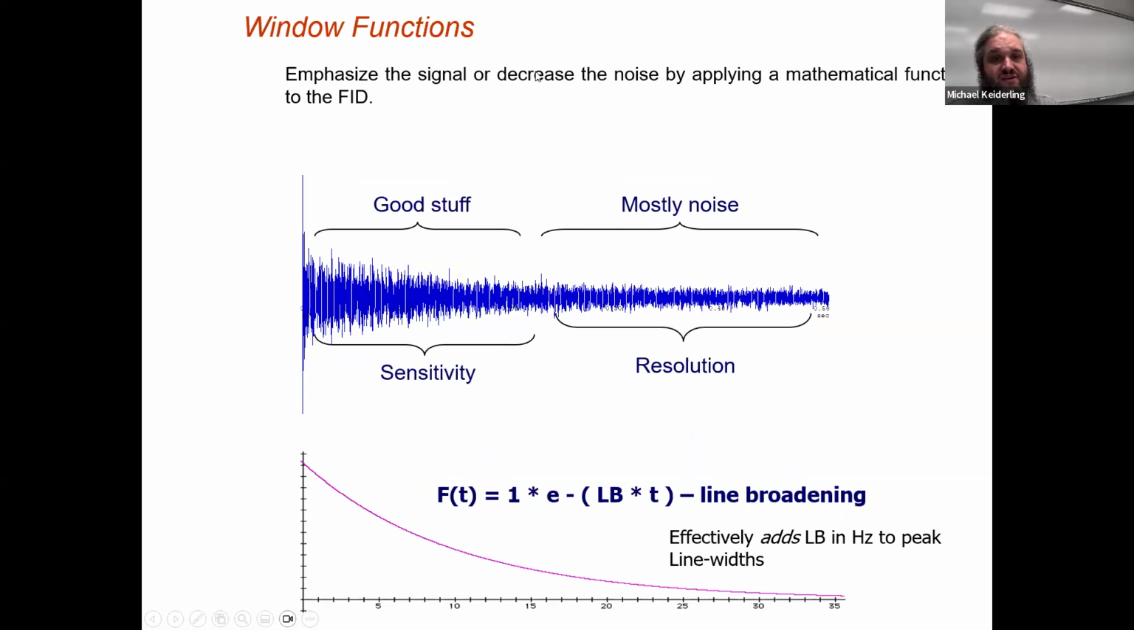And window functions can emphasize the signal or decrease the noise by applying a mathematical function to the FID. If your beginning stuff is good and your end stuff is mostly noise, you need it for resolution. You can apply this sort of decay function on it to squish the noise, but continue to have signal for resolution.